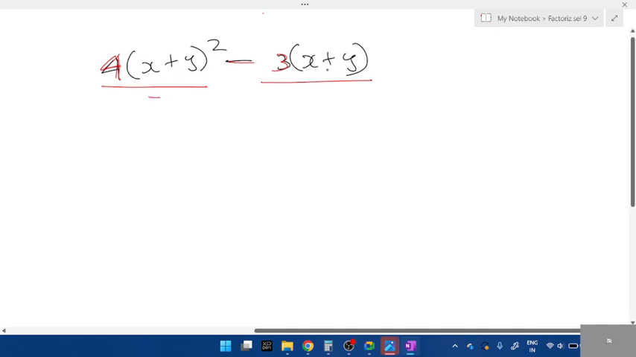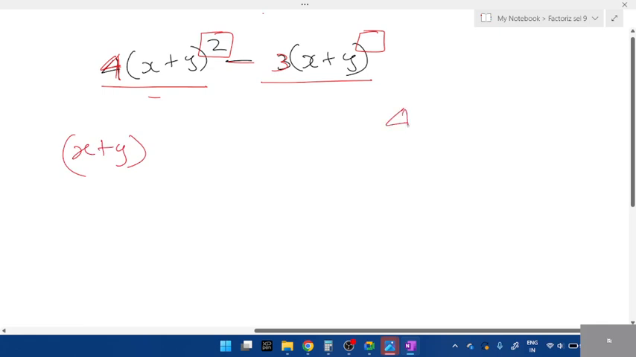Can you see x and y both are same? Right? Check the degree, students. Which one has less degree? 2 or 1? 1. So take this entire thing outside. This is a common value.